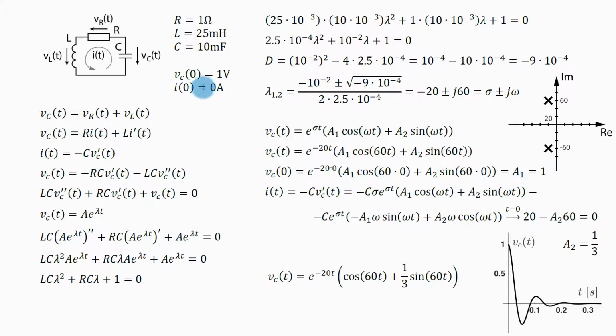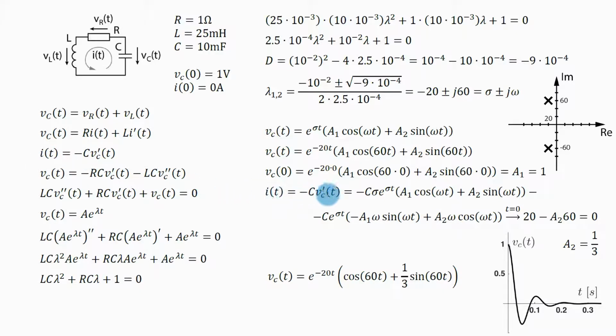Now let's use this second initial condition. Here it is a little tricky. Where do I get this current? Well, I have my general solution for the voltage, but the initial condition is specified for the current. This is very simple. I just need to compute the current from the voltage. How do I do that? We actually mentioned that here. The connection between the voltage and the current on the capacitor is this. I need to take the derivative of the voltage multiplied by the capacitance, take the minus sign, and that will give me the current.